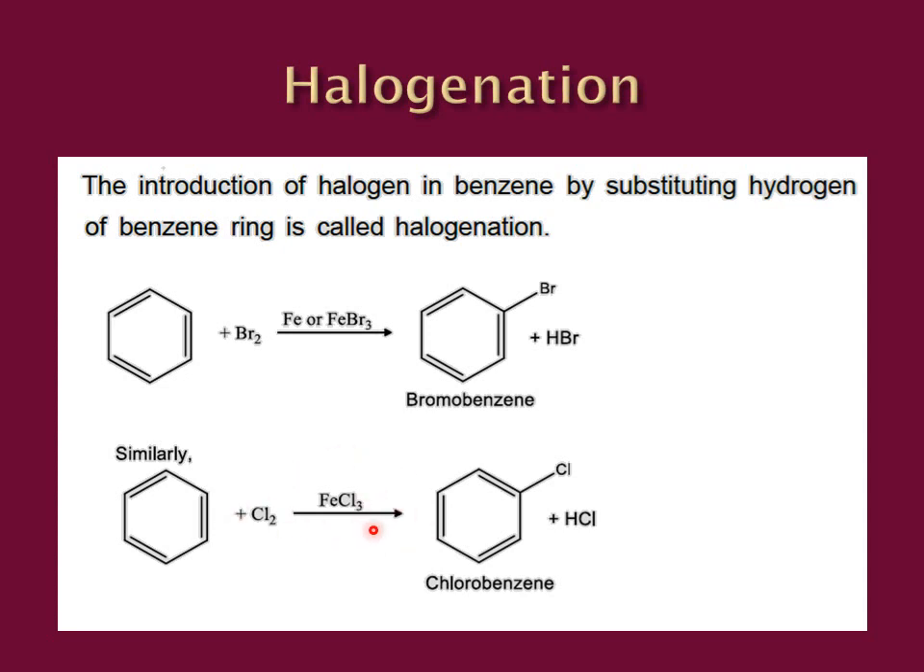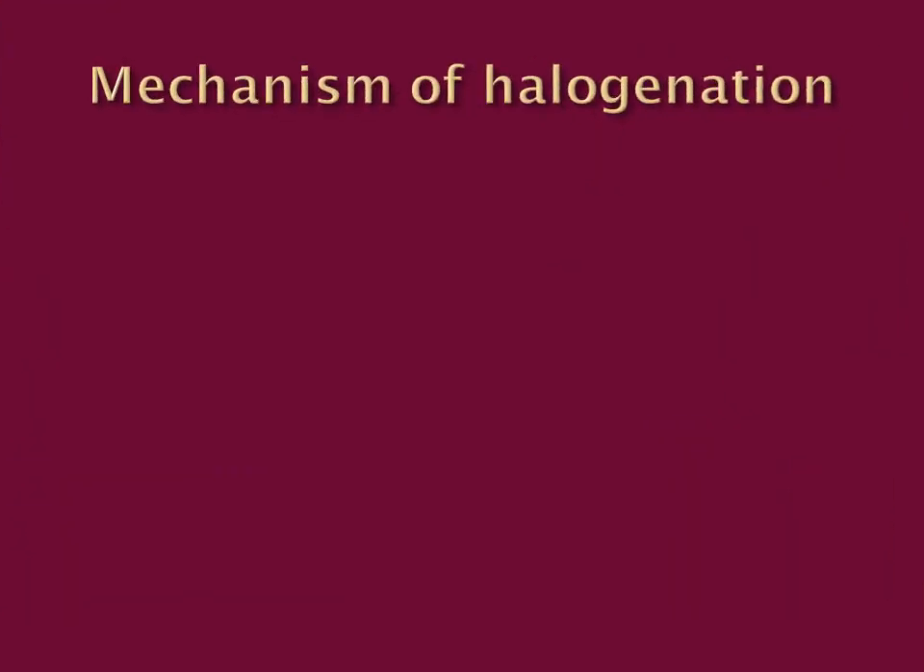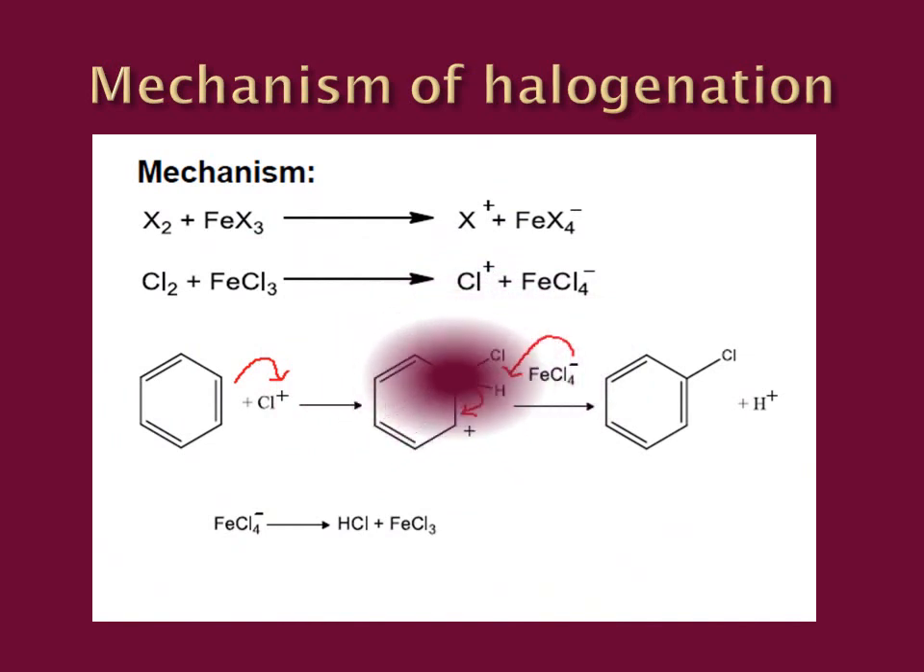Students, let us look into the mechanism of halogenation of benzene. Again, these are the 2 steps that we have already discussed. Now, any halogen is going to react with iron halide, FeX3. It is going to give you a strong electrophile, a halogenonium ion, along with FeX4 negative.